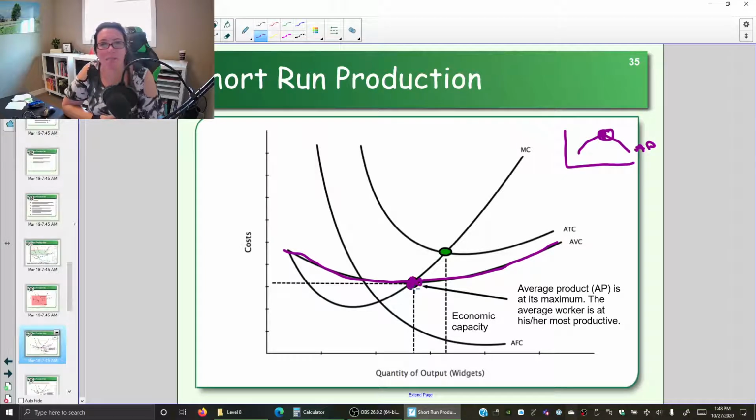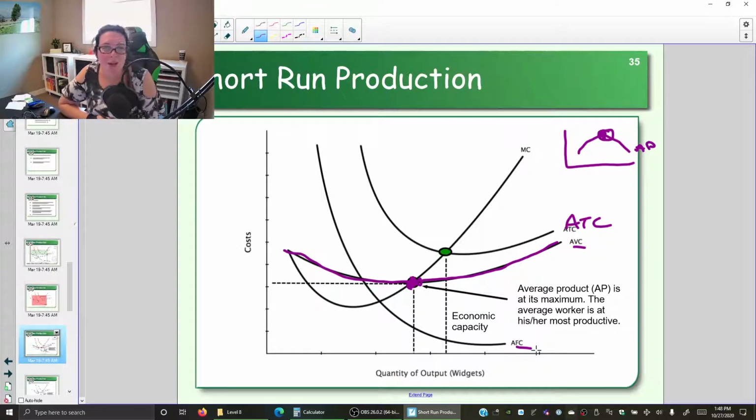When is the business its most efficient? When is its cost per unit the lowest? When are we getting the most bang for our buck? Well, to that, we look at the average total cost. Remember, the average total cost includes both the variable and the fixed.